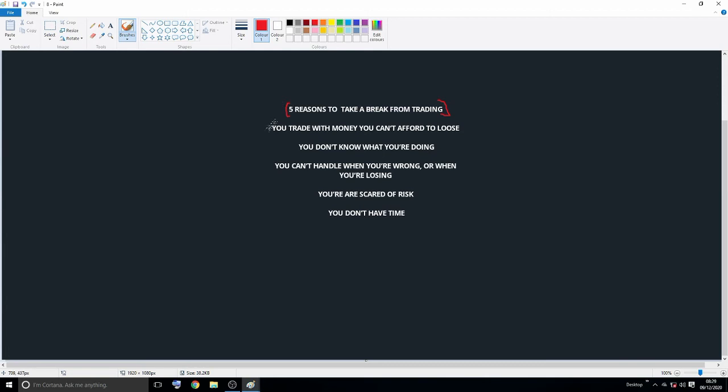These are the reasons why you should take a break. If you have this, you should know that okay, you should take a break. You trade with money that you can't afford to lose. If you do not have money to trade, do not trade. You cannot take important money and trade with it, because trading carries a high amount of risk. You can lose a lot of money. And imagine if you take money for food from your house, then trade with it, you might lose it, you might blow that money. So you should take a break from forex. If you are trading with money you can't afford to lose, it's not good.